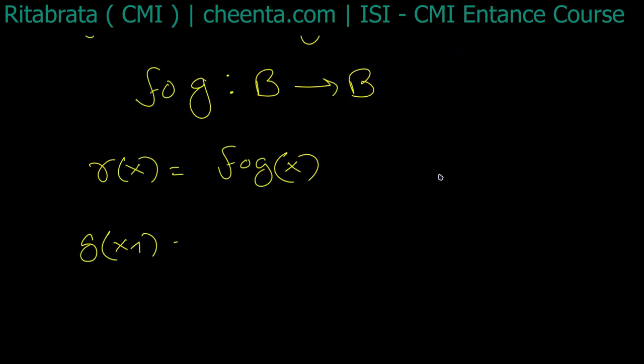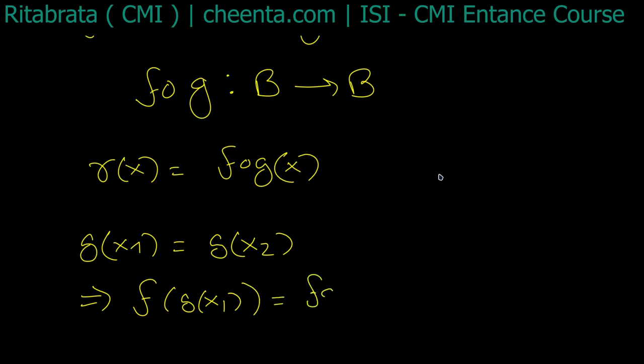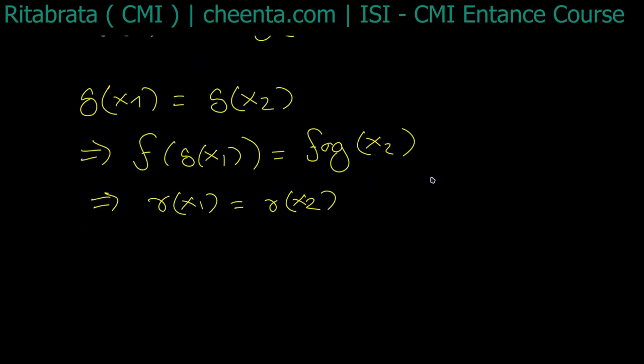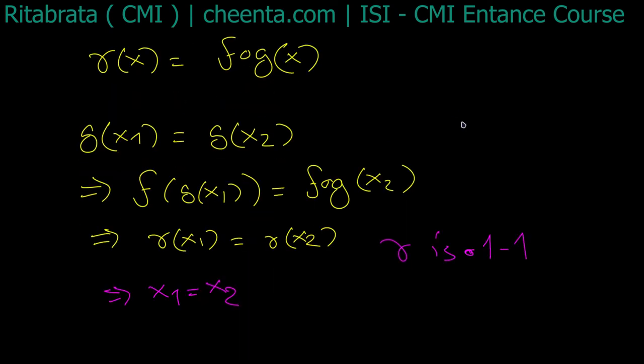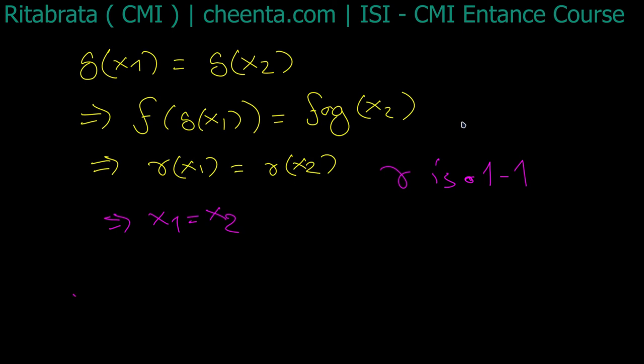Now g of x1 equal to g of x2 would imply, applying f on both sides, f of g of x1 equal to f of g of x2. So r of x1 equal to r of x2. Now as r is bijective, r is 1-1. So r of x1 equal to r of x2 implies x1 equal to x2. So I started with g of x1 equal to g of x2 and I got x1 equal to x2. So that would imply g is 1-1.